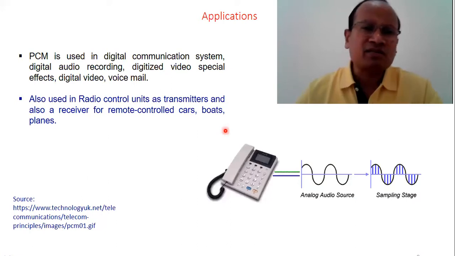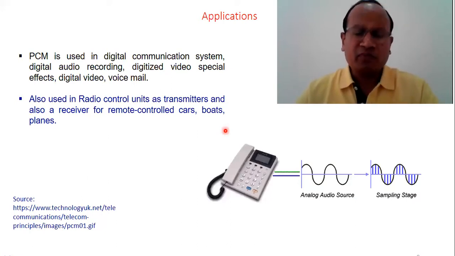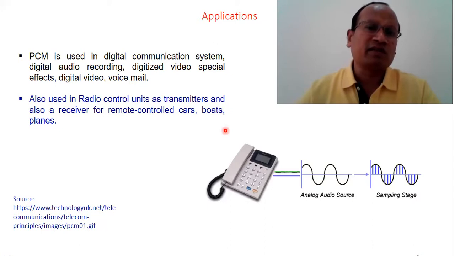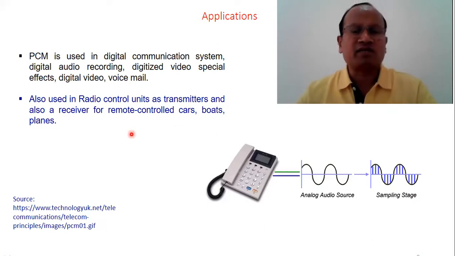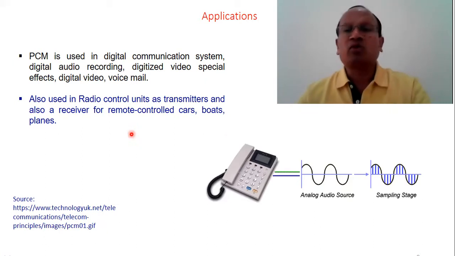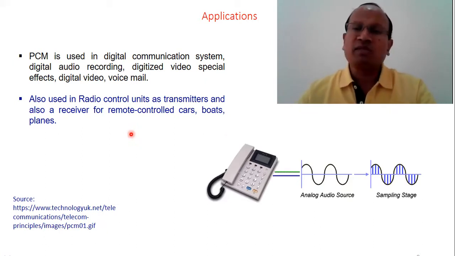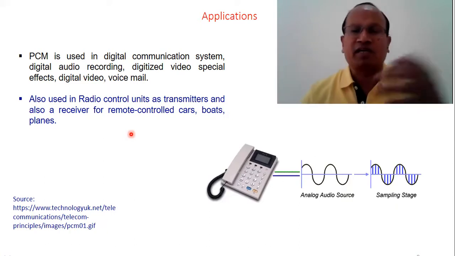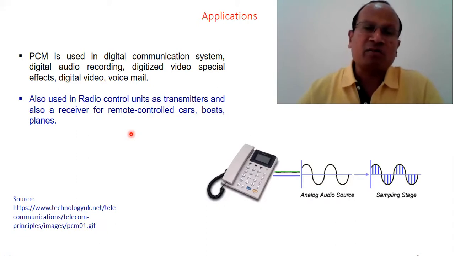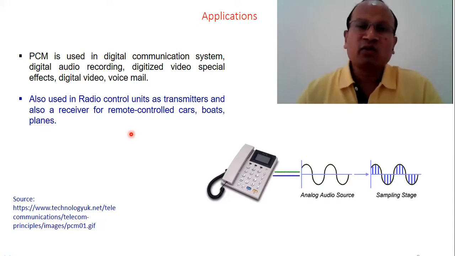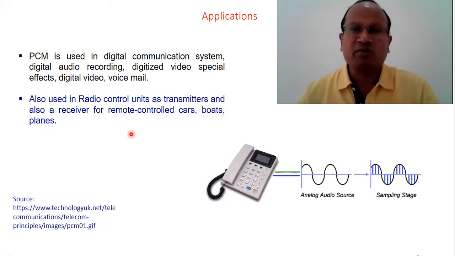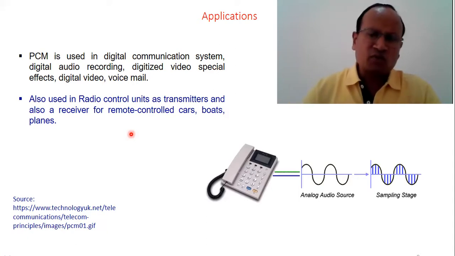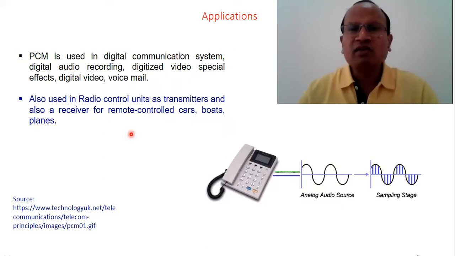These are the applications of PCM which we have discussed already: digital video recording, digital video, voicemail, radio control devices, transmitters and receivers for remote control cars, boats, planes, etc. There PCM is used where the analog signal can be converted in the form of bits, then detected and brought back in the form of analog signal while receiving the signal which was transmitted by the transmitter, that is the PCM encoder. So these are the applications where PCM is used.